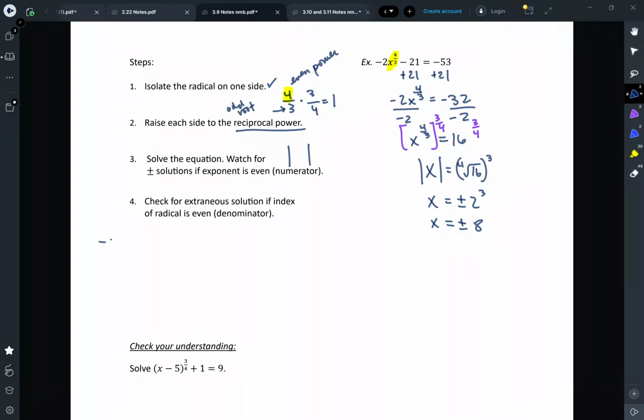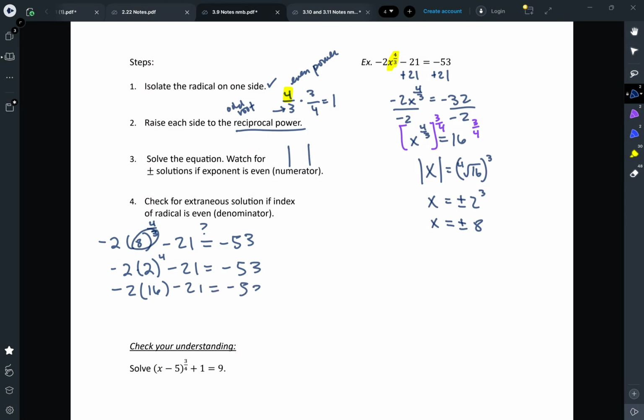So if I have negative 2 times 8 to the 4/3 power minus 21, we're checking to see does it equal negative 53. So when I have 8 and I have a third root, remember, the third root of 8 is going to be 2. So this is negative 2 times 2 to the 4th power. So that's going to be negative 2 times 16, which is going to be a negative 32 minus 21. So this one's definitely going to work.